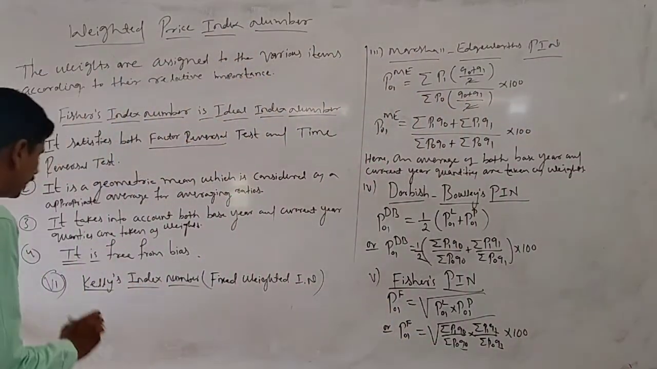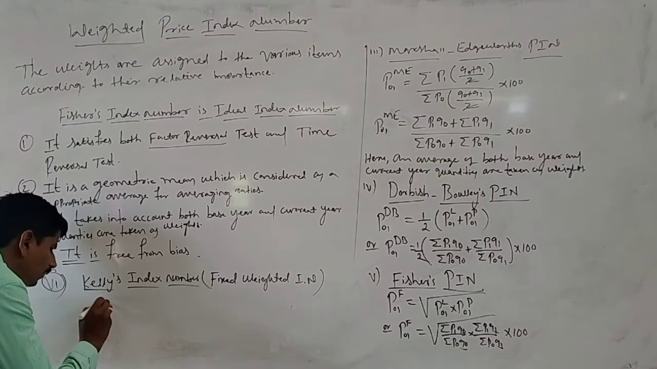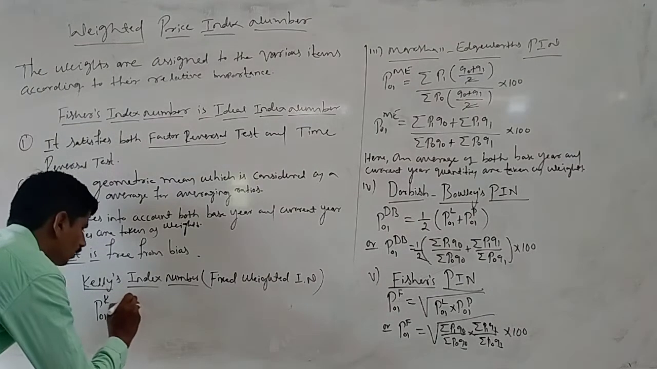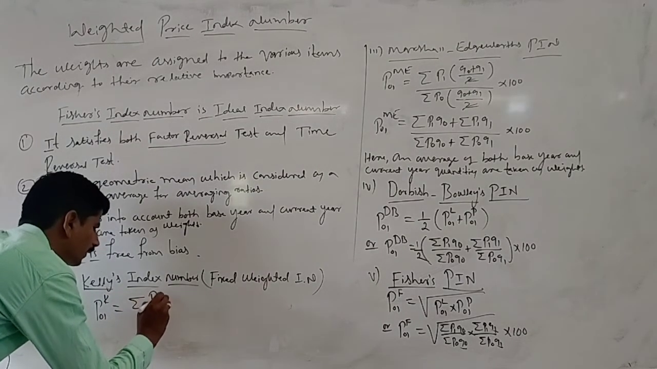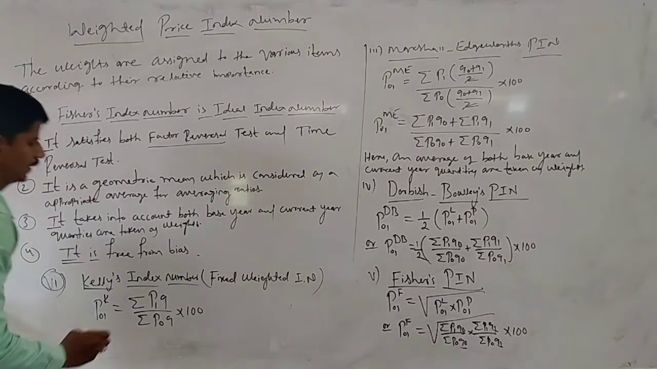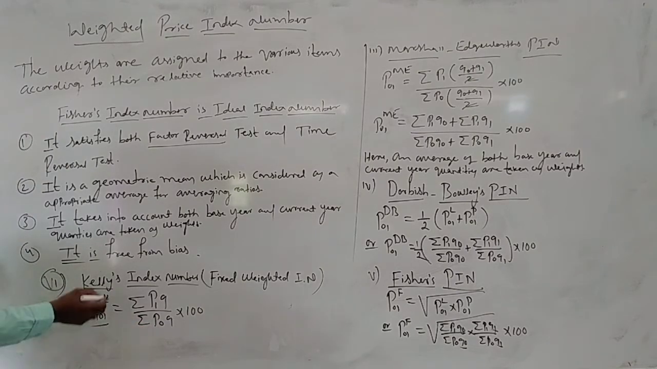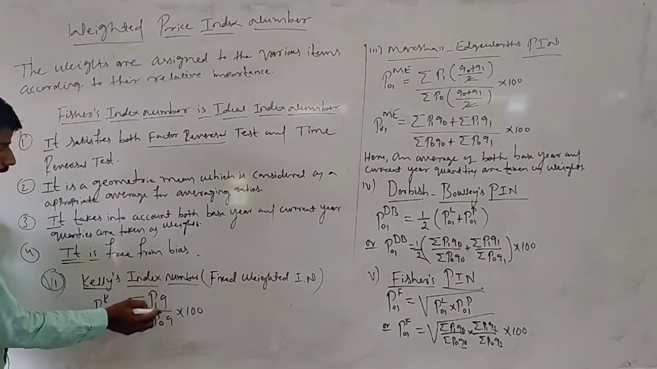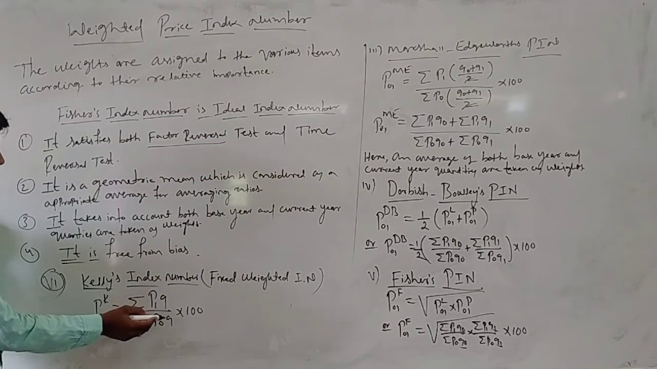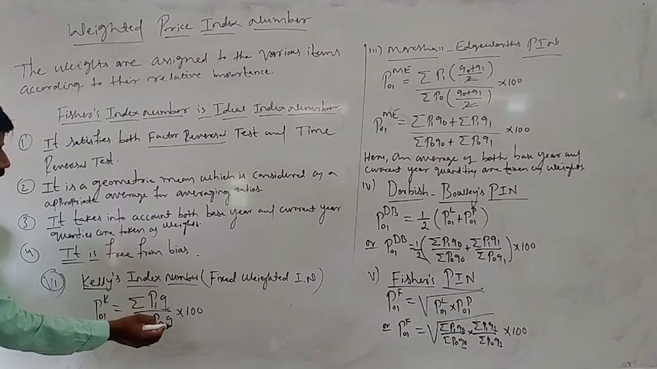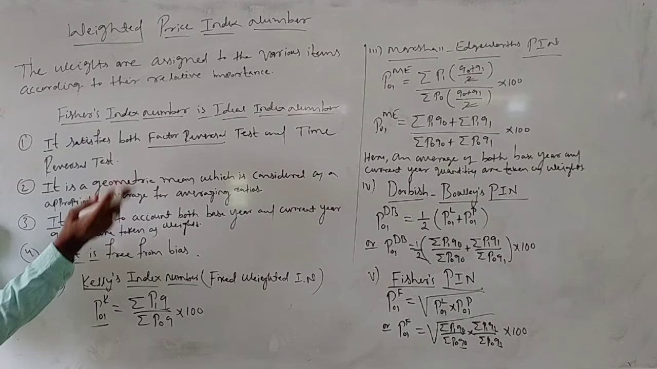Here it is denoted by P01K, which is equal to sum of P1Q by sum of P0Q into 100. We can calculate it as P01K equal to sum of P1Q by sum of P0Q into 100. Here the quantities are fixed for both the base year and the current year.